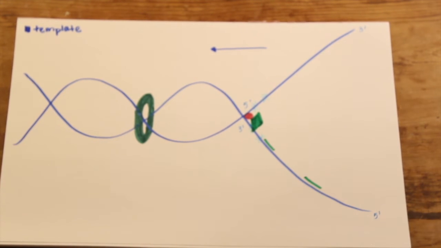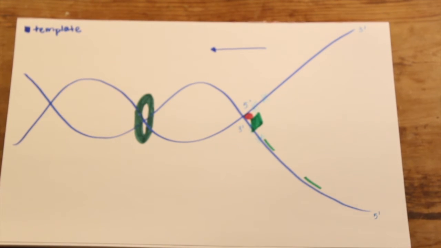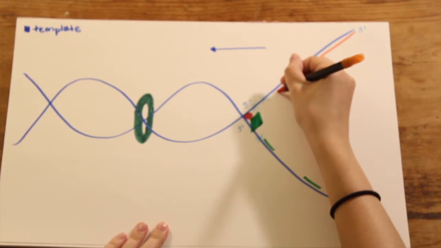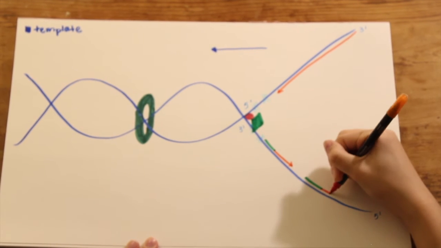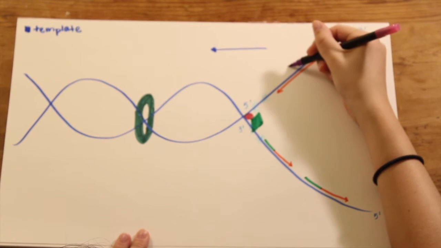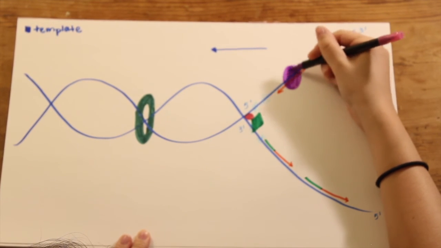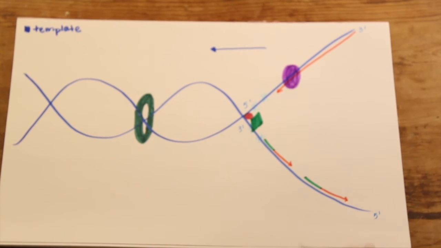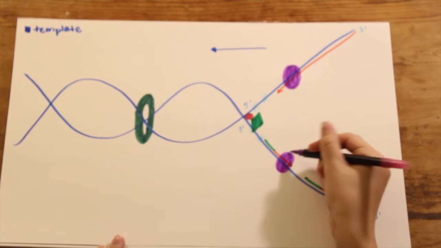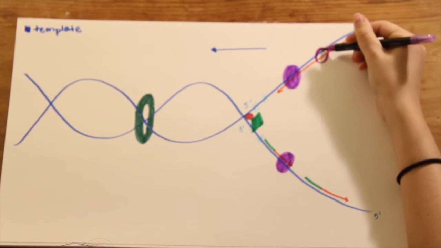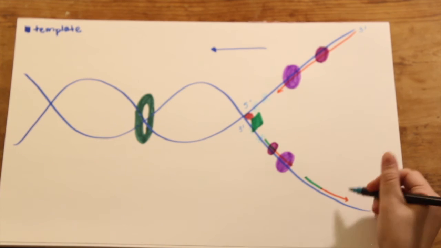So to start the synthesis, the enzyme RNA primase will lay down RNA nucleotides called primers so that DNA nucleotides can be attached later. These primers provide the 3' hydroxyl group that the DNA polymerases later on will need to attach the nucleotides. Next, DNA polymerase 3 does the bulk of the work of the DNA synthesis by attaching to the primer and adding new nucleotides to the 3' end of the new strand of DNA. After this is done, DNA polymerase 1 follows behind and replaces the RNA nucleotides of the primer with DNA nucleotides.